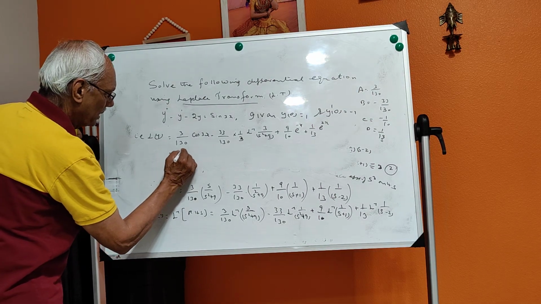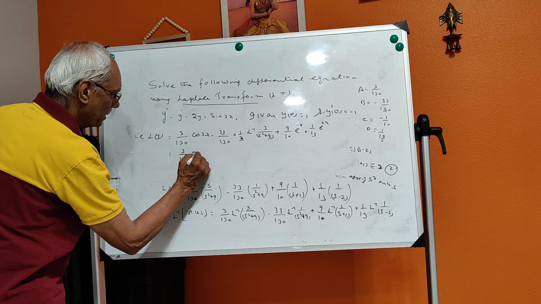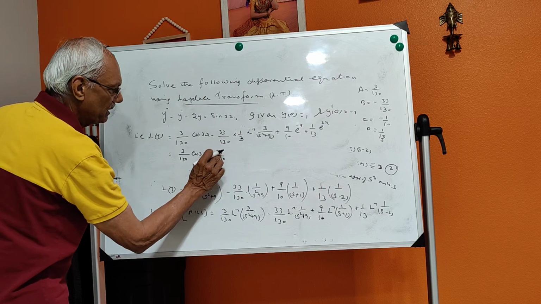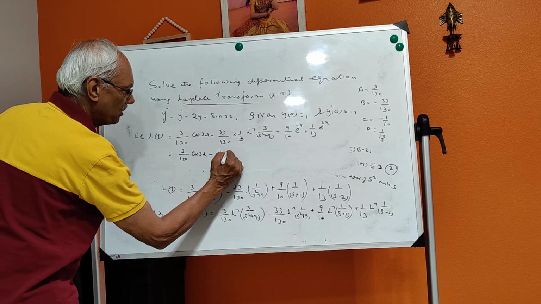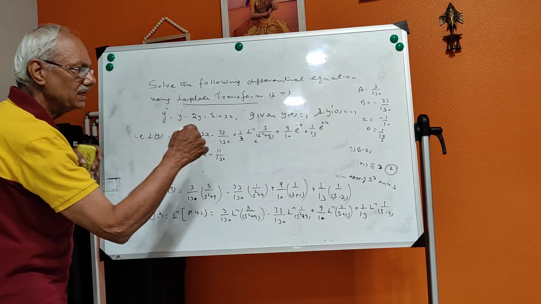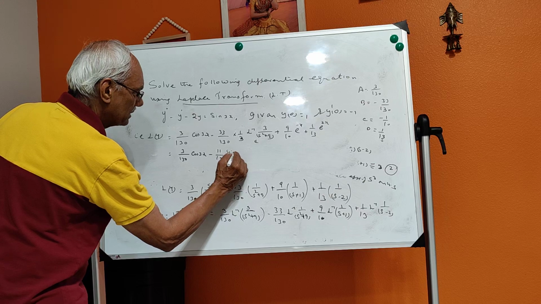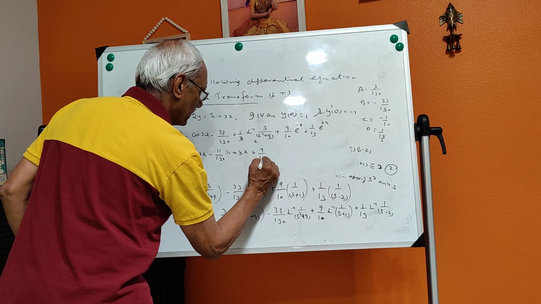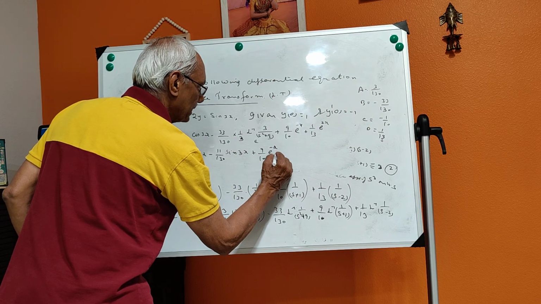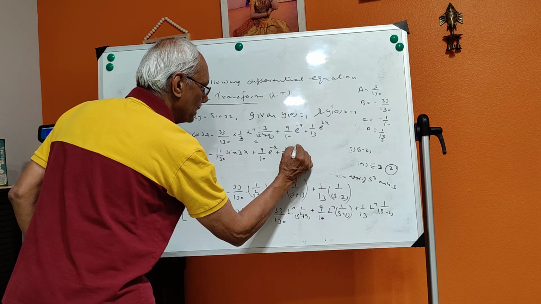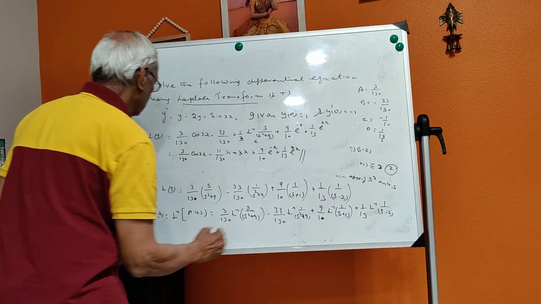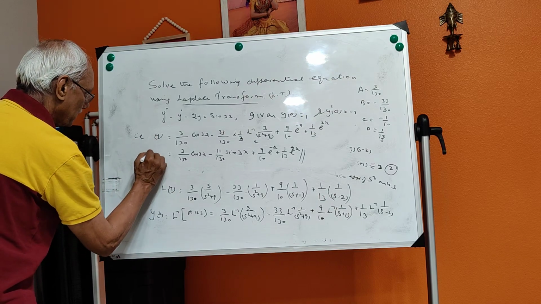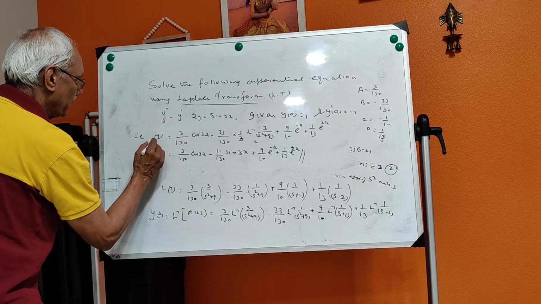So this is nothing but what? 3 by 130 cos 3x minus 33 by 130. See, 1 by 3 means this becomes 11, so 11 by 130 into sine 3x, and plus 9 by 10 into e to the power of minus x plus 1 by 30 into e to the power of 2x. So this is your solution for this, this is y of x, the L minus 1 of this.